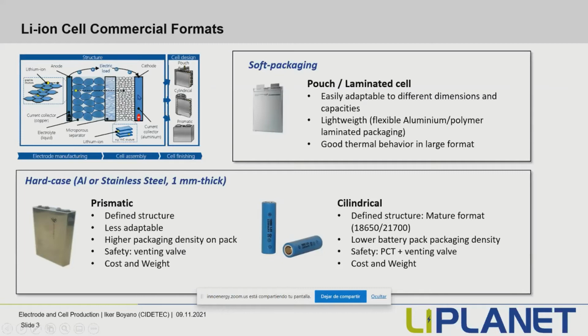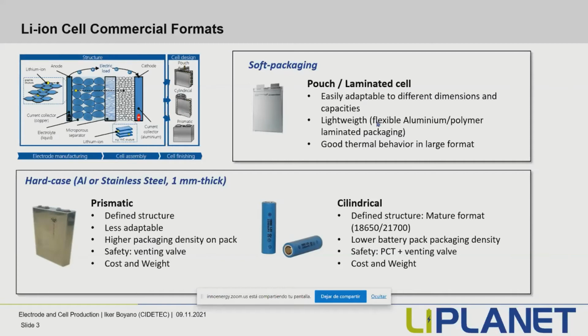How is the packaging of these cells? Usually, the packaging is defined in 3 different formats. The first one is the soft packaging, in which they use a pouch or laminated cell, aluminum polymer laminated packaging. This is used because it is easily adaptable to different dimensions of the cells and different capacities. You can change the number of electrodes, and the capacity of the cell can change. This is lightweight, and it has a good thermal behavior in large format.